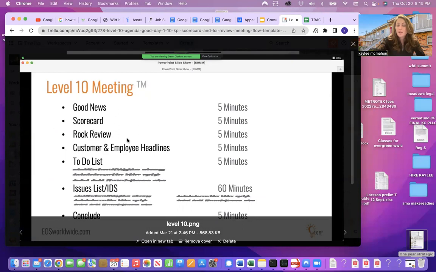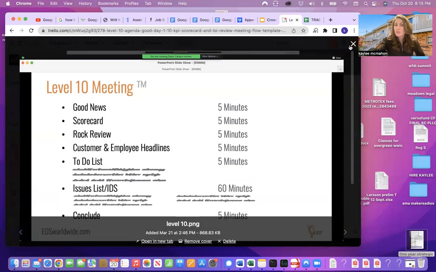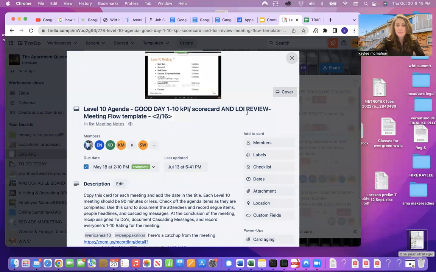We want to cover headlines, to-do list, issues. In this IDS meeting, we only have that once a month. So basically the meetings are 30 minutes, and then they're 90 minutes once a month, because we'll throw in the IDS, or issues, decision, solutions meeting.